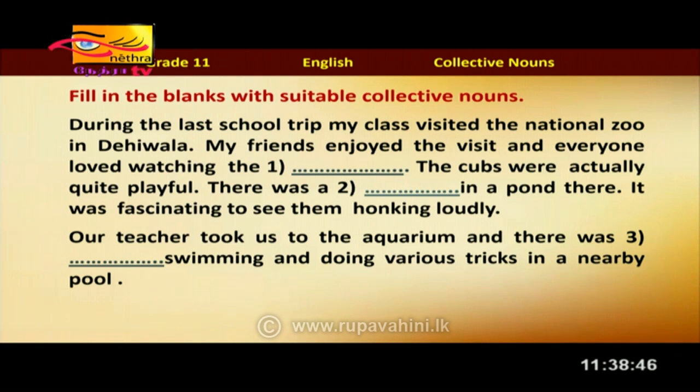During the last school trip, my class visited the National Zoo in Dehiwala. My friends enjoyed the visit and everyone loved watching the lions. The cubs were actually quite playful. There was a something in the pond there. It was fascinating to see them honking loudly. See their noise. Yes. Our teacher took us to the aquarium and there was something swimming and doing various tricks in a nearby pool. Let us see whether you can get an idea about the animals and their collective nouns there.